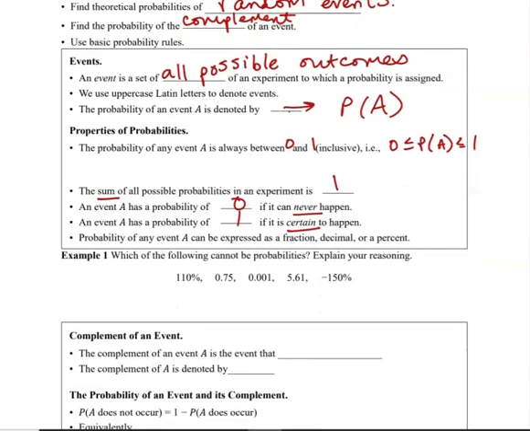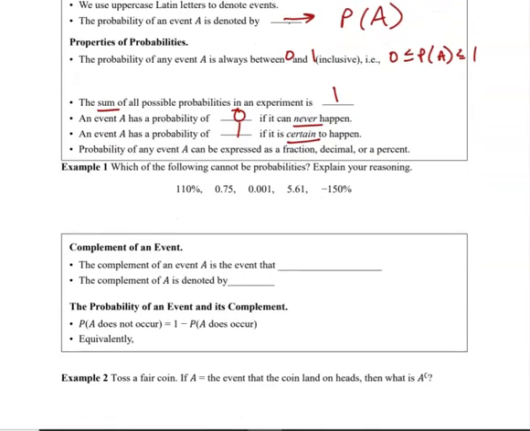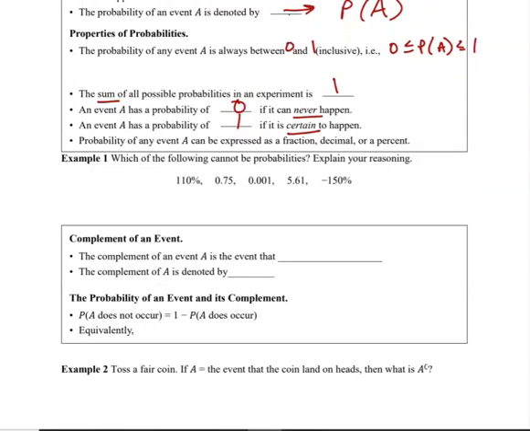So, quick example, which of the following cannot be probabilities? Let me read the question carefully. 110% cannot be a probability because it's over 100%. 0.75 is okay. 0.001 is okay. Now, what about 5.61? Can that be a probability? No, because it's larger than 1. And then how about negative 150%? No, because it's negative. But the others are okay.